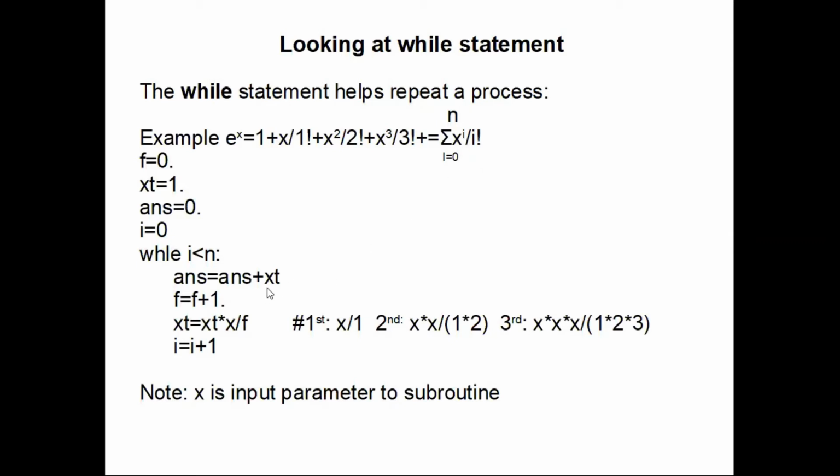And then each time after that, we take and increase f by 1. So it's going to start off at 0, 1, 2, and so on. And we multiply xt by x and divide it by f, and then store it in xt. And this has the factorial problem of going from x squared to x cubed, etc., and going from 2 factorial, 3 factorial. We want to do this because we don't want to get our numbers too large.